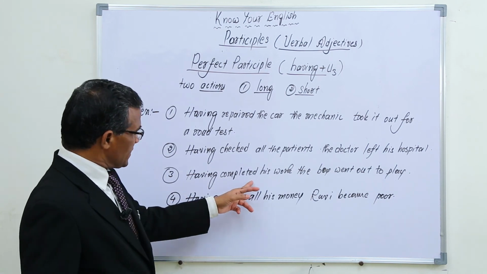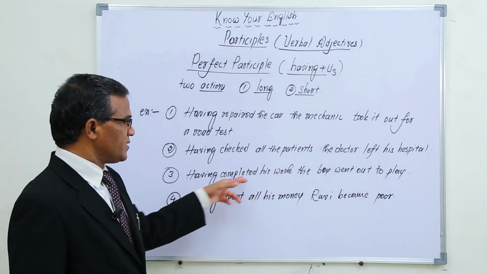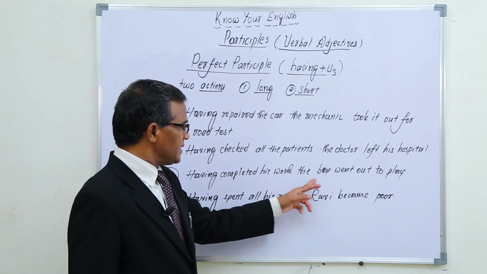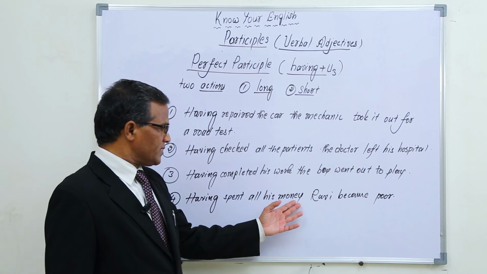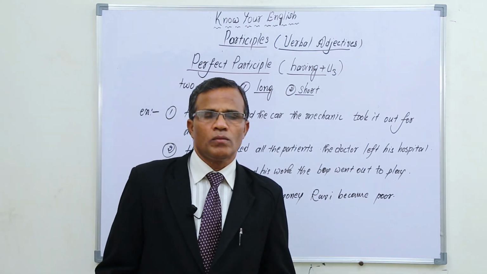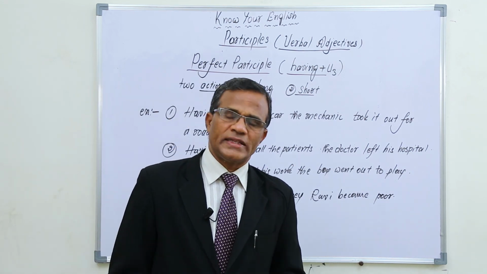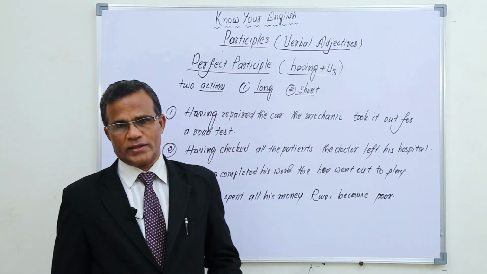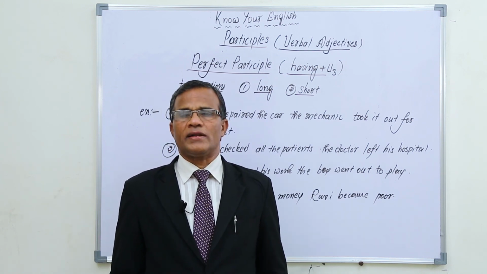And having completed his work, the boy went out to play. Having completed his work. So this is long action, and we are able to use this having plus V3. Having completed his work, the boy went out to play. Having spent all his money, Ravi became poor. So he spent all his money and he became poor. So when two actions are there in this way, one after the other, we use having plus V3 for long action. So in this way we use all three types of participles in our day-to-day life.